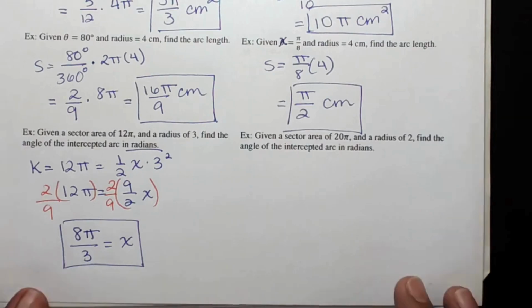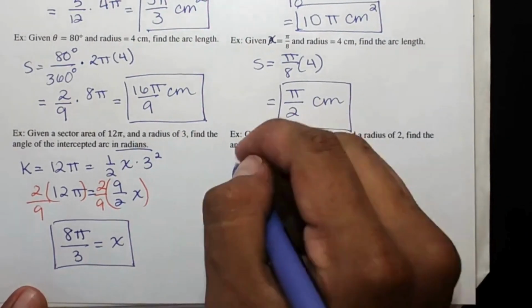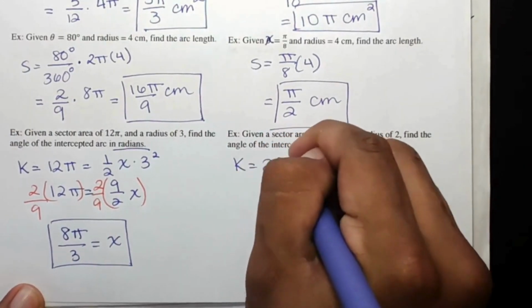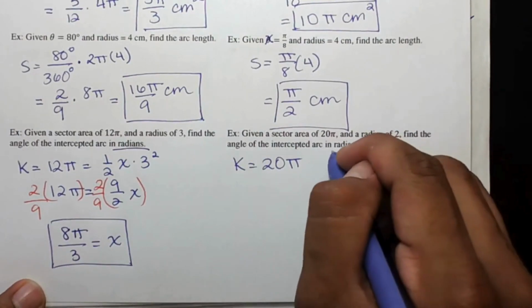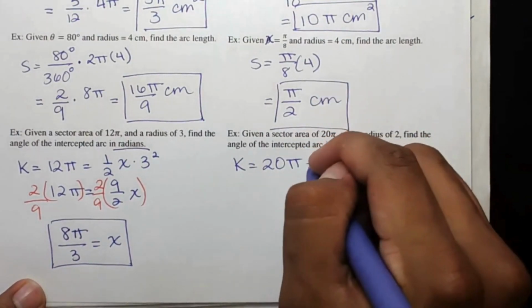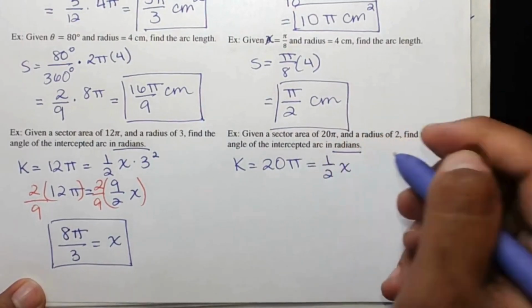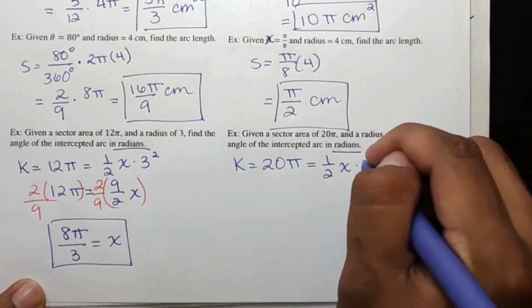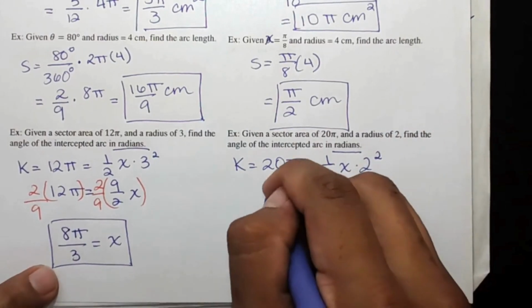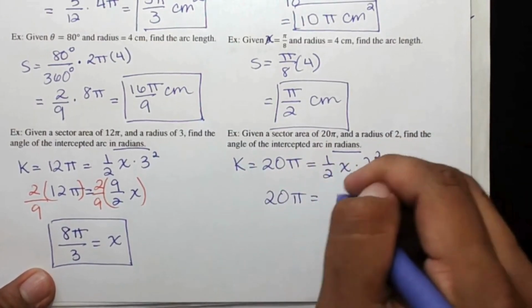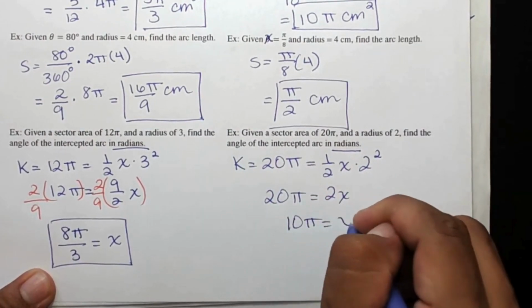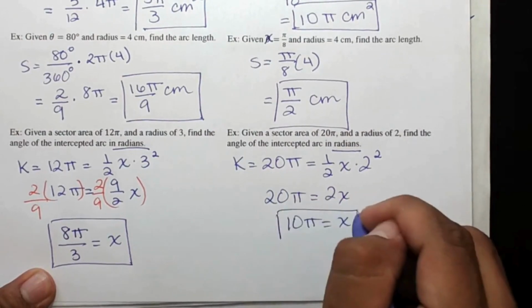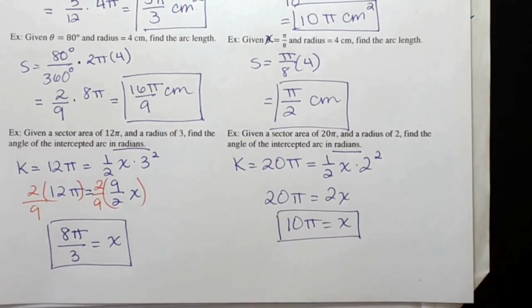The next one, given a sector area of 20 pi, so K equals 20 pi, and a radius of 2, find the angle of the intercepted arc in radians. So again, same formula. 1/2 times the radian measure times the radius squared. Well, 1/2 of 4 ends up just being 2, so then we end up dividing both sides by 2 and get that our radian measure is 10 pi.